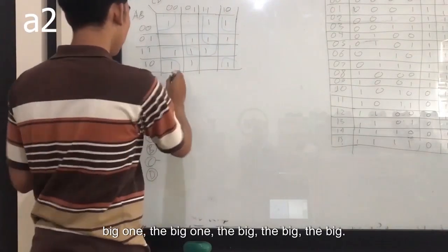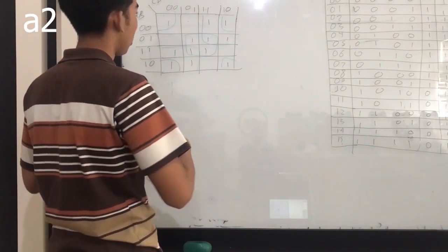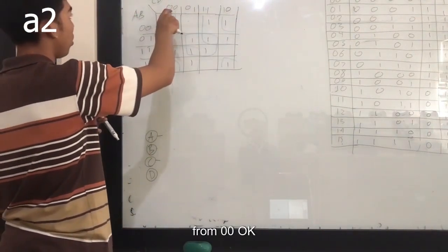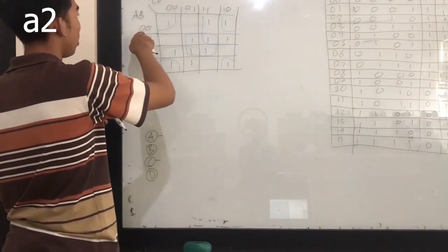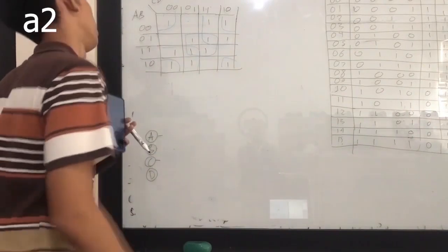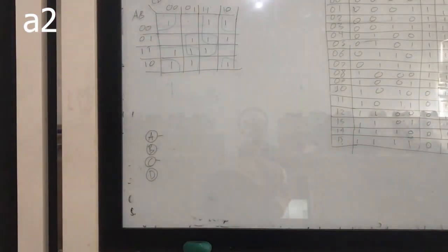Okay, the big one. We'll see this from 0 0, from A, 0 0. Okay, A goes from 0 to 1, so A disappears. B is 0 0, D is 0, so it is B inverse, D inverse.